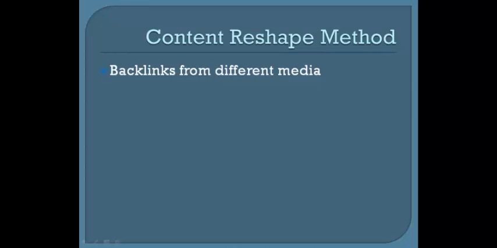Google, Yahoo, Bing, and other search engines like to see different types of media on your website. So if you have different types of media linking back to your site, that's very good. For example, articles, videos, podcasts, audios, blogs, and so forth linking back to your site. That's quite valuable. That's good quality content coming back to your site.